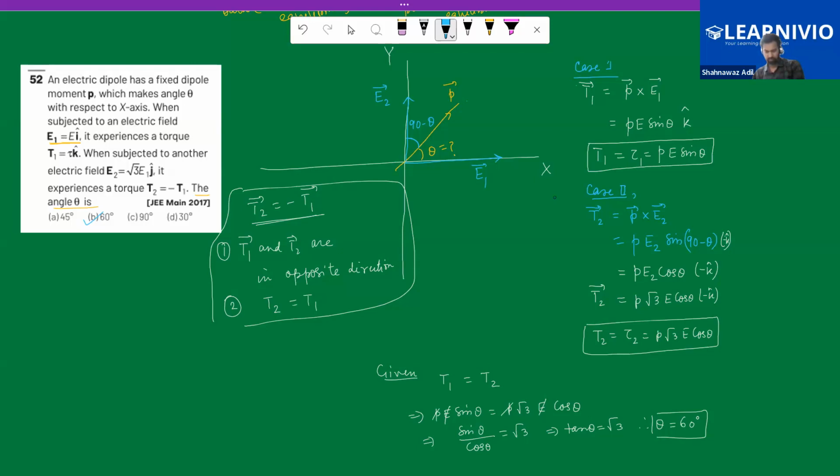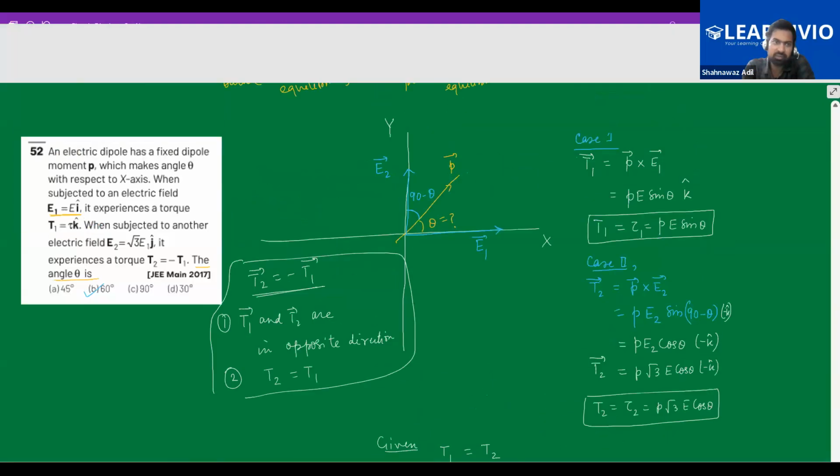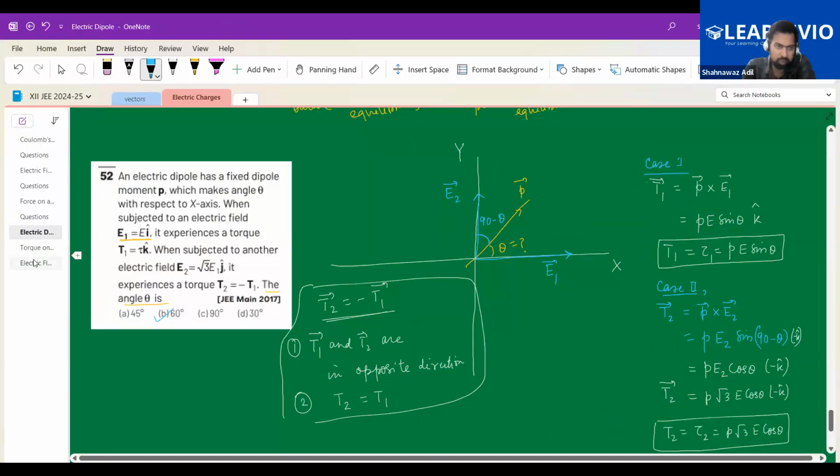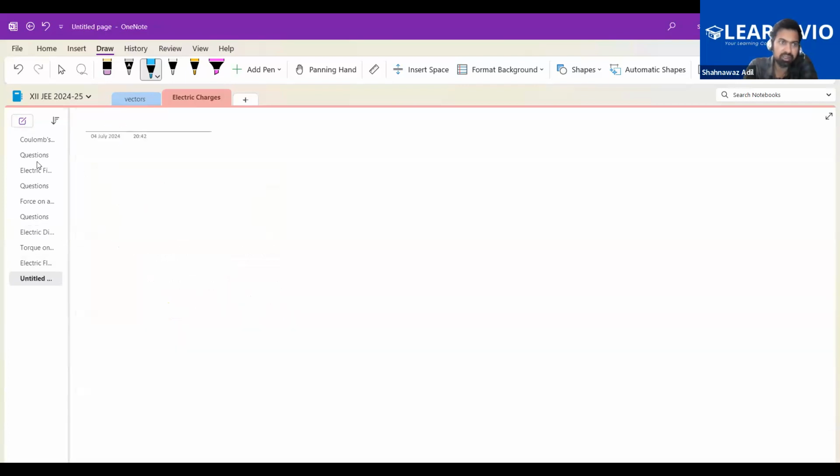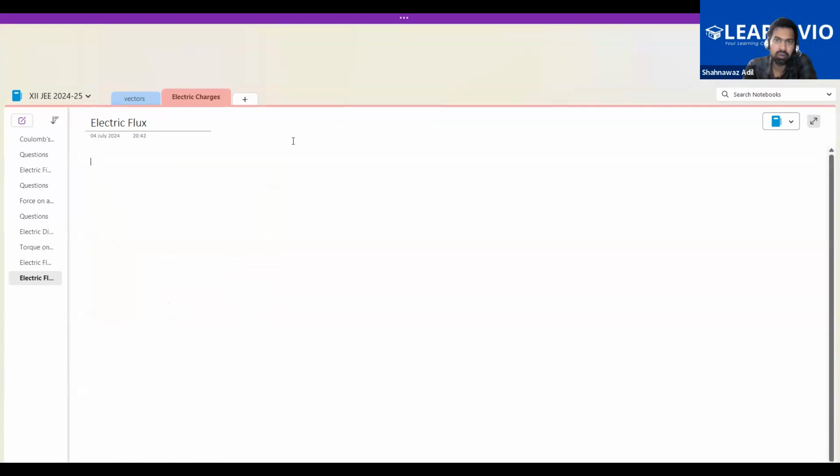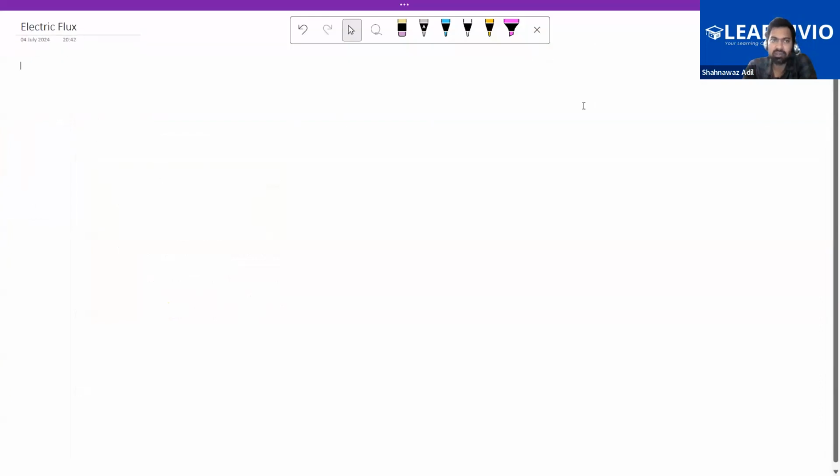Done. Okay, so now let us understand the next topic, which is electric flux. I will write it in here. So, what is an electric flux?